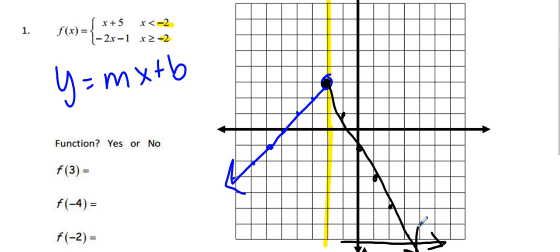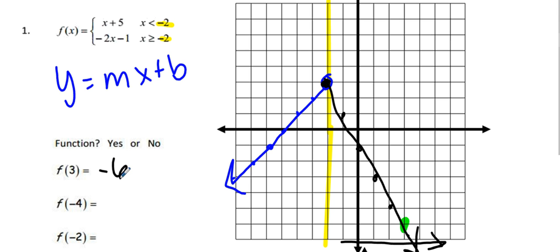Now it asks, is it a function, yes or no? In order to determine that, we're going to go to f of 3. So we're going to go to where x equals 3: 1, 2, 3. And what is my y? My y is right here. That would be 1, 2, 3, 4, 5, 6.